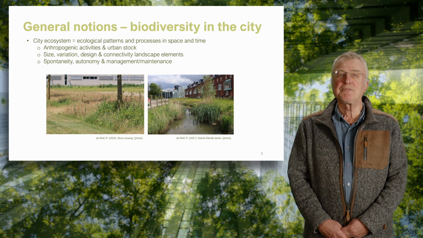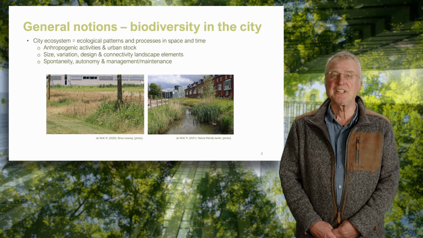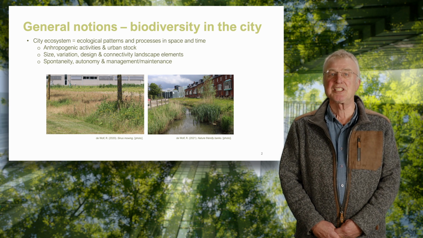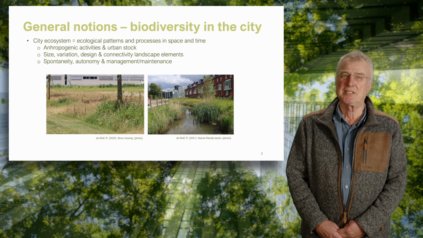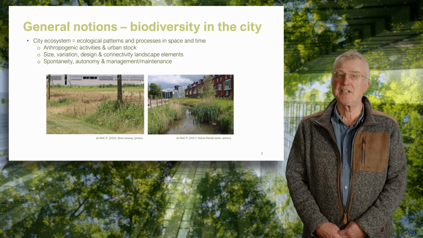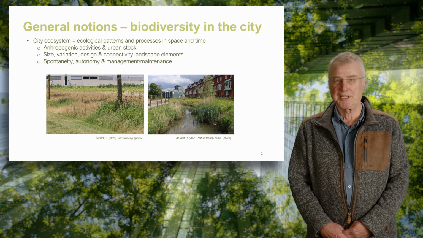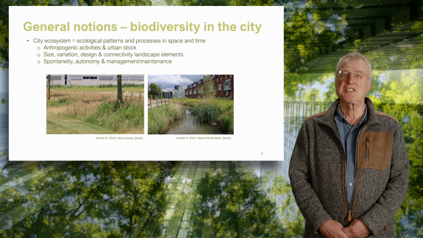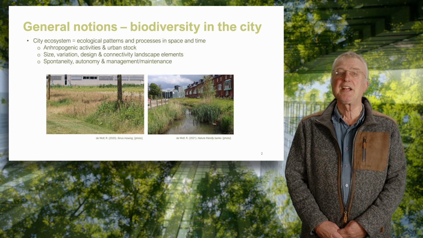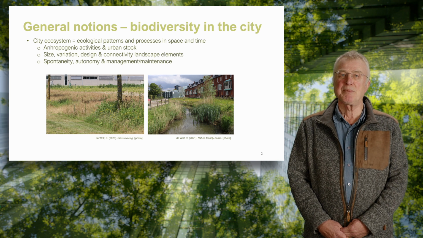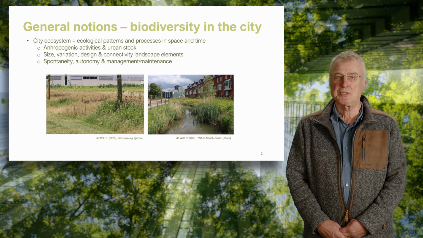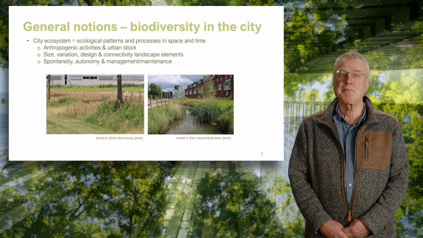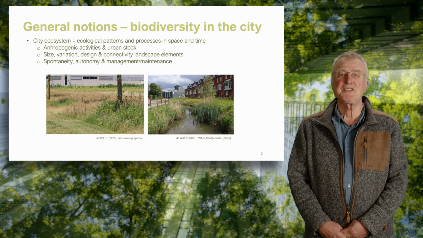When we talk about biodiversity in the city, we are talking about the city as a complete ecosystem, comprising ecological patterns and processes in space and time. The ecosystem is dominated by anthropogenic activities and the urban infrastructure, like the roads, buildings, etc. The ecological patterns are determined by the size, the variation, the design and the connectivity of the different landscape elements in the city. The processes you can characterize by the amount of spontaneity, autonomy and the type of management or maintenance of the different landscape elements.